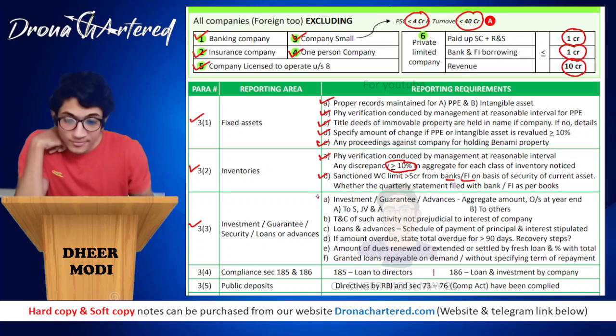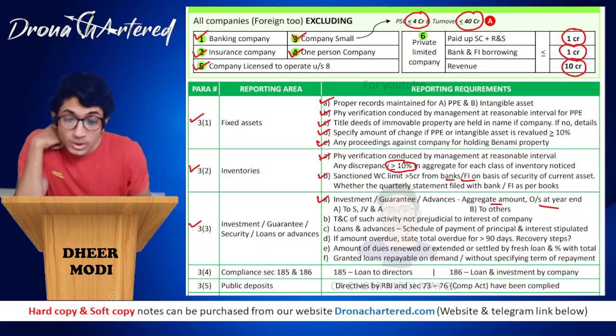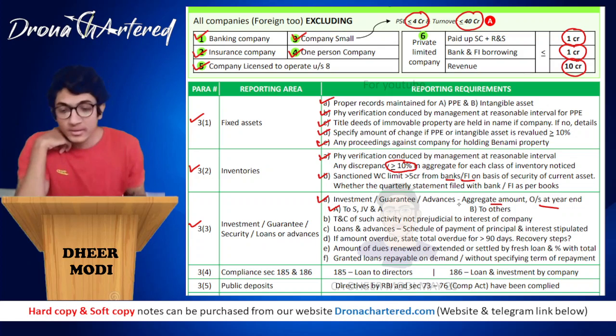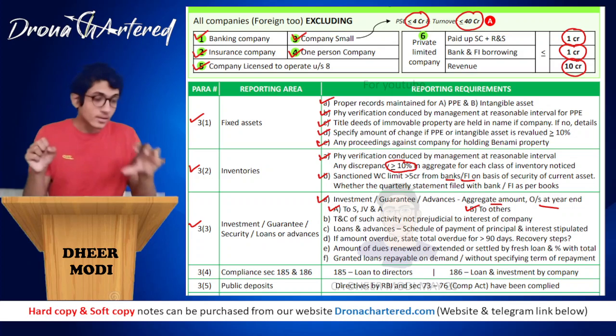advances. So first is any investment, any guarantee, any advances. So you have to specify the aggregate amount and what is the amount that is outstanding at the end of the year. Now to whom these outstanding investments? So first is your subsidiary, joint venture and associate. So S is your subsidiary, JV is your joint venture and A is associate and B is other. So you have to bifurcate this into two, that these and others.